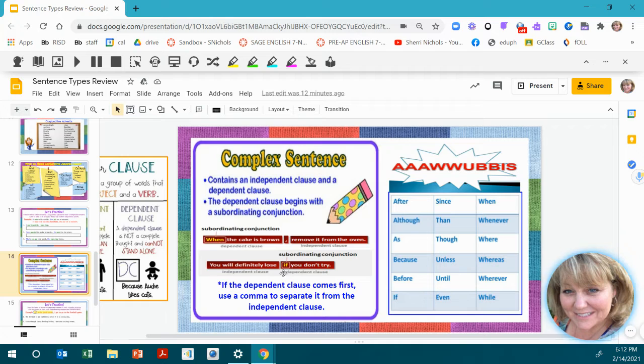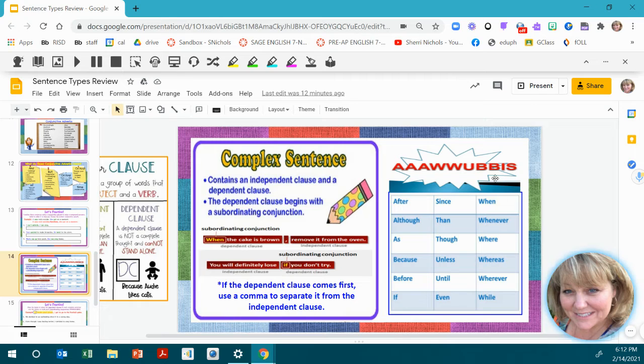And you could also put the subordinating conjunction in the middle. So you can have the subordinating conjunction at the beginning of the sentence, and you can have a subordinating conjunction in the middle of the sentence. You will definitely lose if you don't try. So you will definitely lose is a complete sentence. You don't try is a complete sentence. And then we put if you don't try, which of course is dependent. It's not a complete thought. It has to be added to an independent clause. So if the dependent clause comes first, use a comma to separate it from the independent clause.